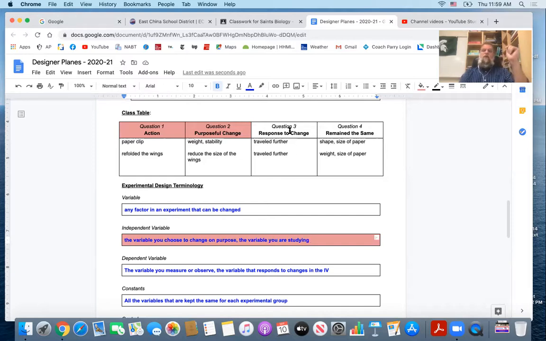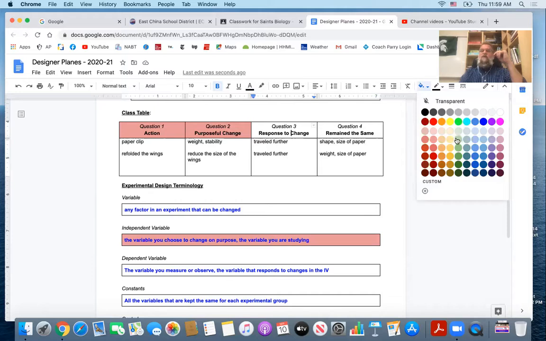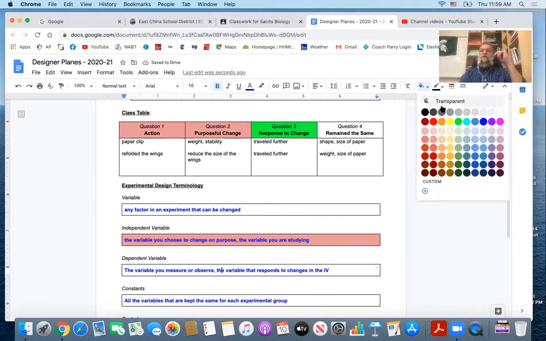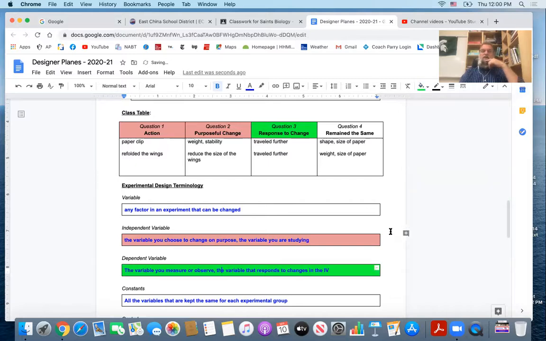And so that coordinates here with column 3. Column 3 represents our dependent variable. And again, we'll make that color coordinated.